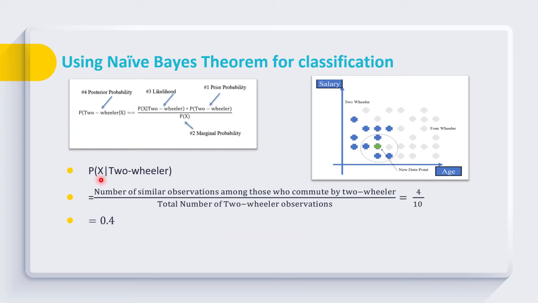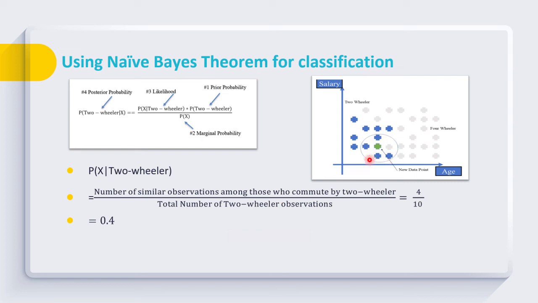So we can calculate probability of x given two-wheeler by using this formula, which is number of similar observations among those who commute by two-wheeler. So this is very important point. We are considering the number of similar observation among those who commute by two-wheeler, because we are only considering the people who are commuting by two-wheeler, and we have to consider x, which indicates similar observation which belongs to area of marginality.